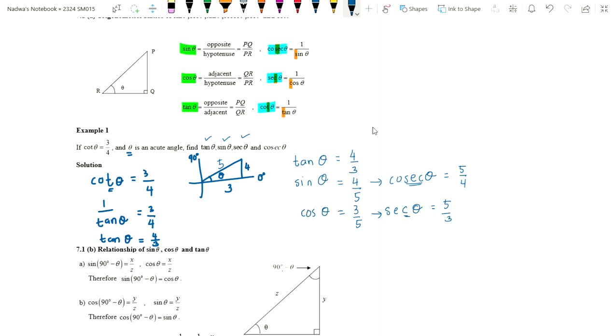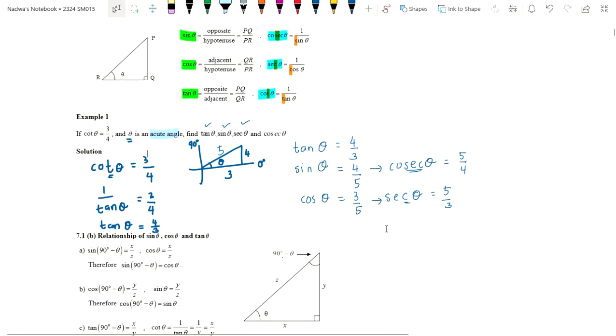Okay, since this is an acute angle, we don't have to worry about the sign because in the first quadrant, everything is positive. Whether it's tangent, sine or cos, everything is positive. Okay, now we move on to the next example.